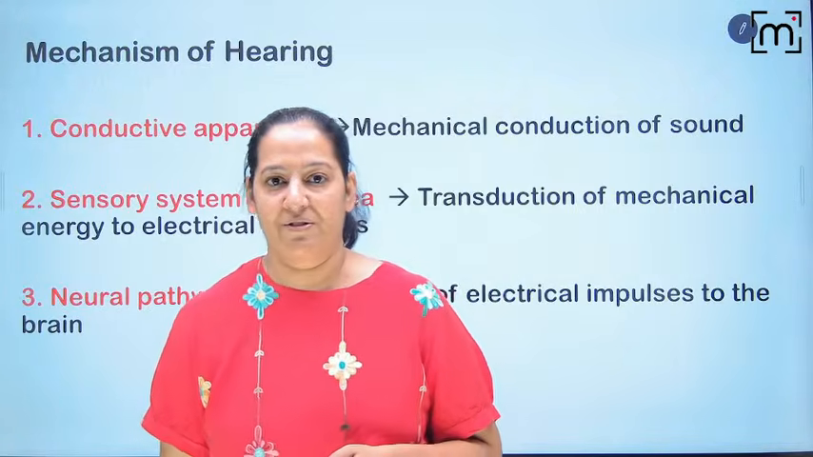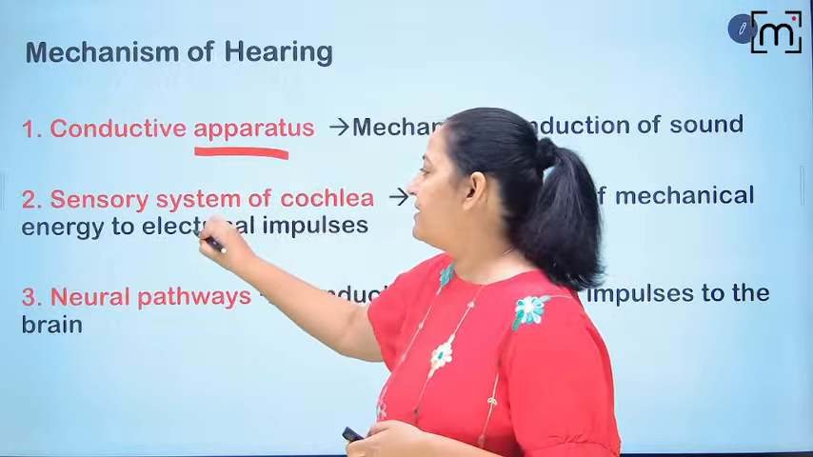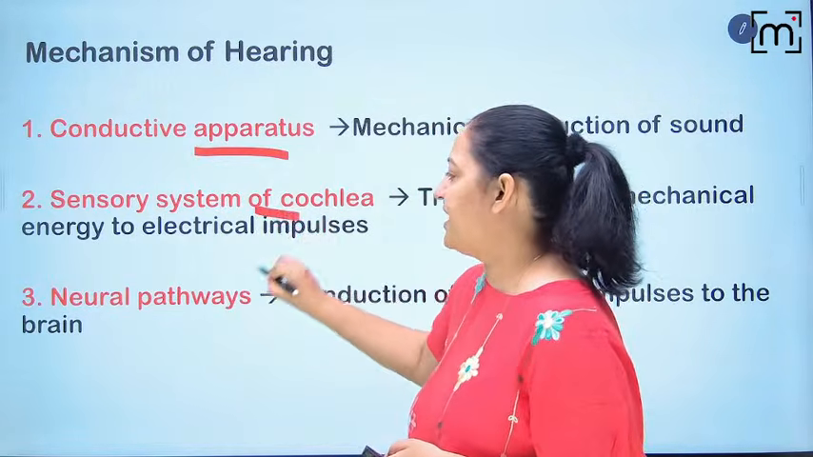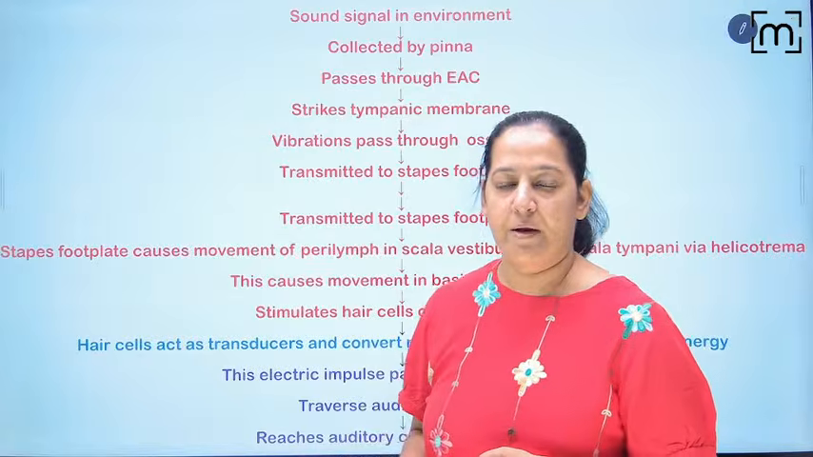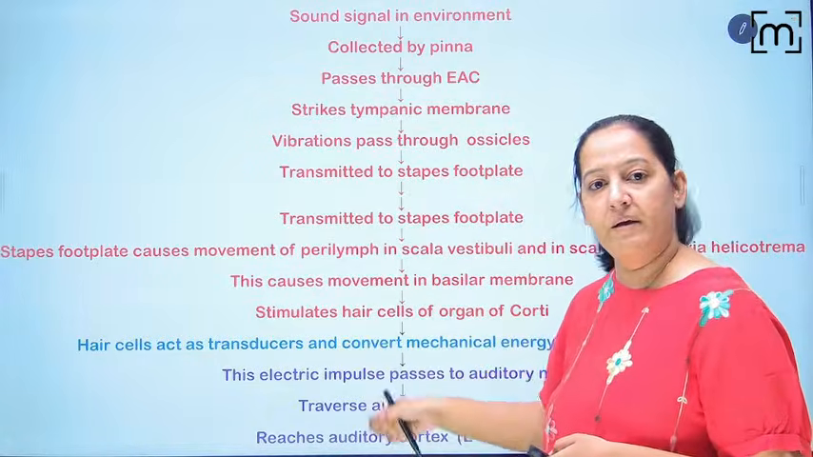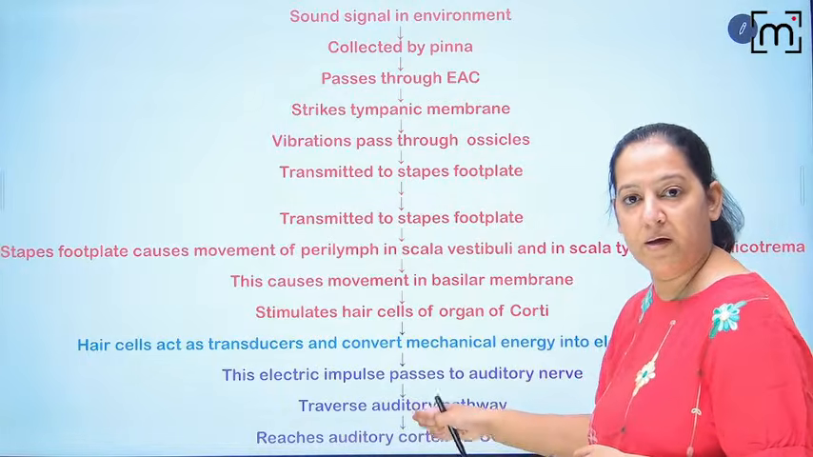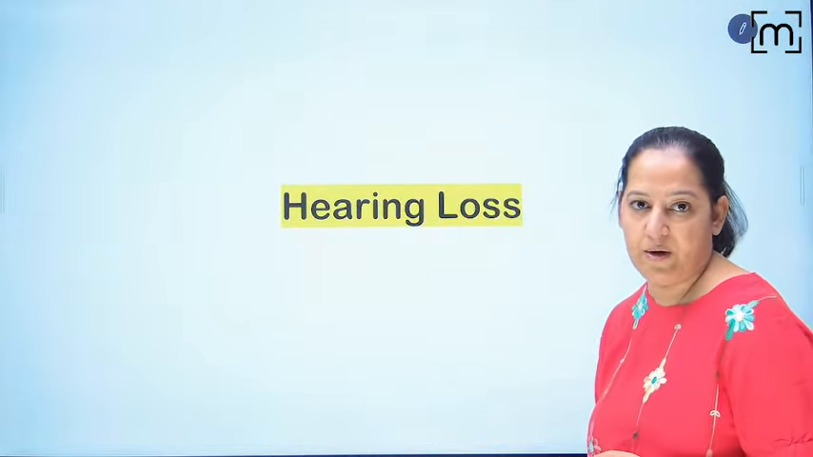So this is the complete physiology. I told you it has three pathways: conductive apparatus, transduction of the energy, and then sensory neural apparatus. The complete red one is the conductive one. The blue one is the transduction. And the lower purple one is the sensory neural. I hope you understood it.